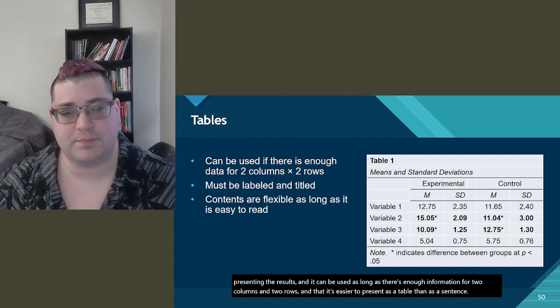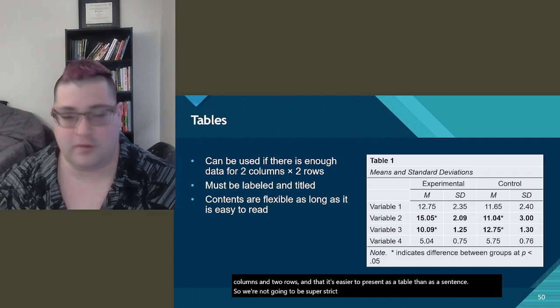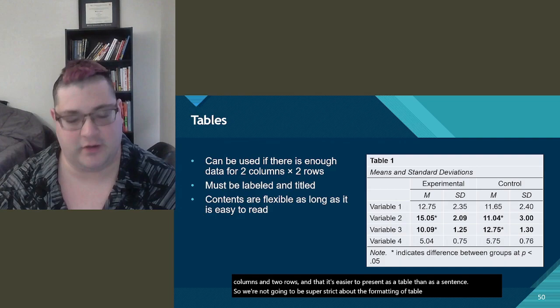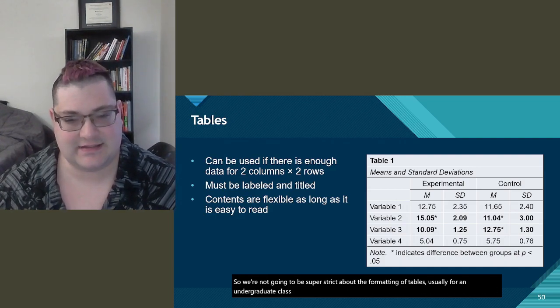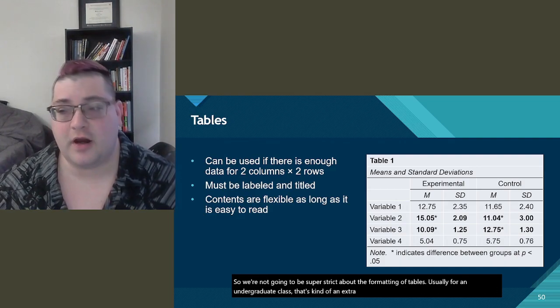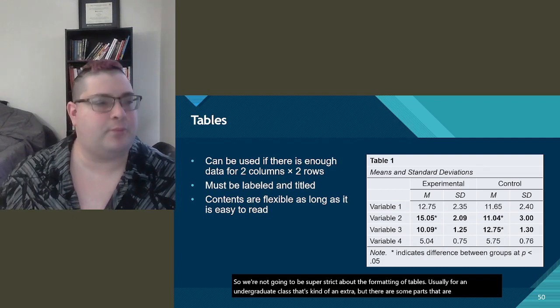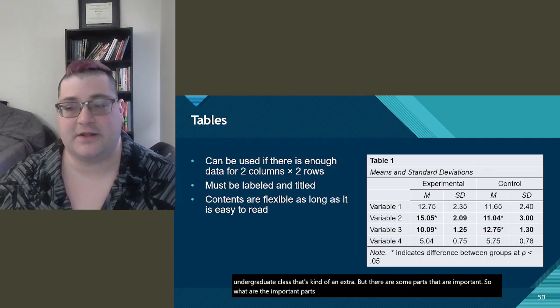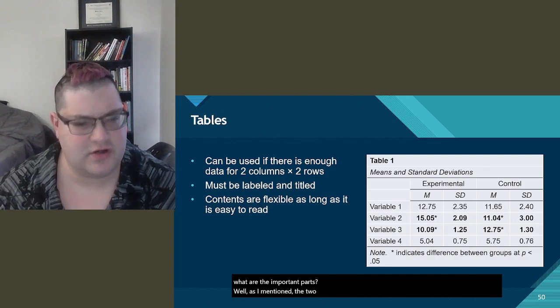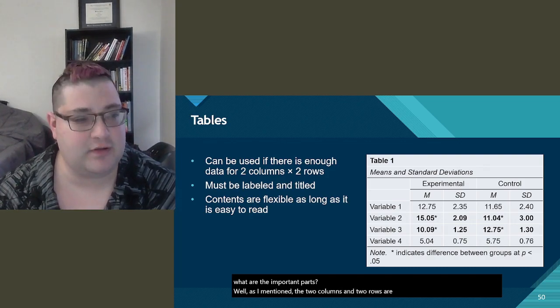So we're not going to be super strict about the formatting of tables. Usually for an undergraduate class, that's kind of an extra. But there are some parts that are important. So what are the important parts? Well, as I mentioned, the 2 columns and 2 rows also must be labeled and titled.